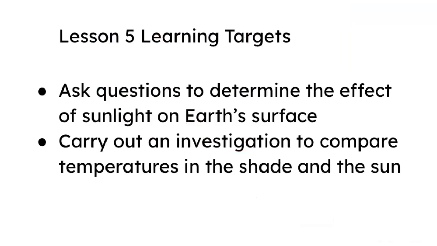By the end of this lesson, students will have asked questions to determine the effect of sunlight on Earth's surface and carried out an investigation to compare temperatures in the sun and the shade. In Lesson 6, students will continue in the engineering design cycle by investigating and testing ways to make shade.